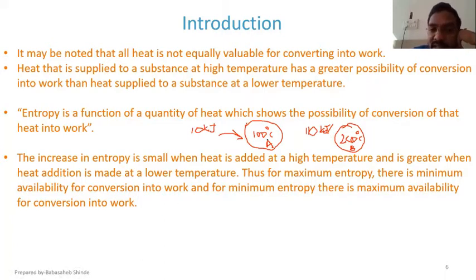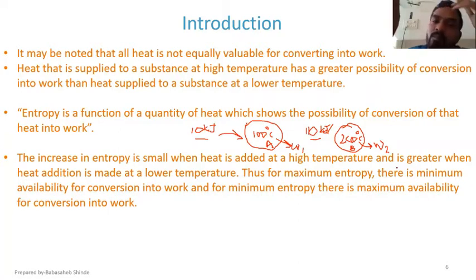So there is one body at 100 degrees Celsius, another body at 200 degrees Celsius. I am adding same amount of heat to both bodies, and suppose work that is obtained from this body is W1 and this body is W2. Can you guess whether W1 will be greater or W2 will be greater? Pratik?